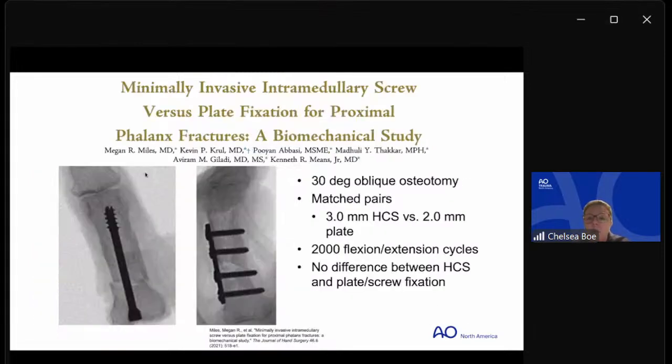Keeping in mind the more physiologic state, this condition was tested with repeated flexion extension cycling in the study from 2021. In that testing, they couldn't find a difference between a plate construct and an intramedullary screw construct. This suggests, as in metacarpal fractures, that headless compression screws are sufficiently rigid to resist deforming forces at the fracture site for immediate range of motion.